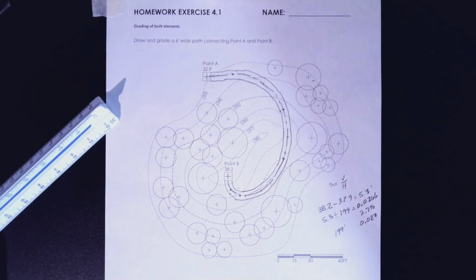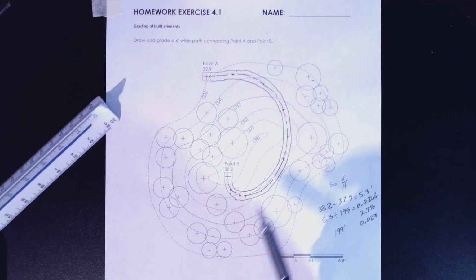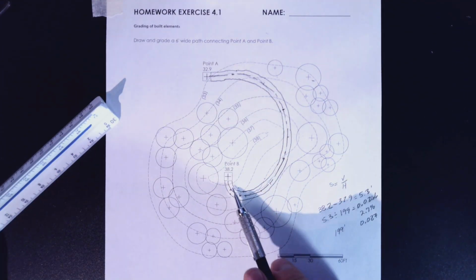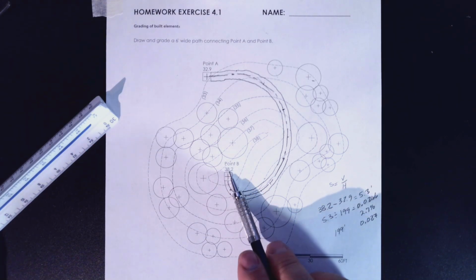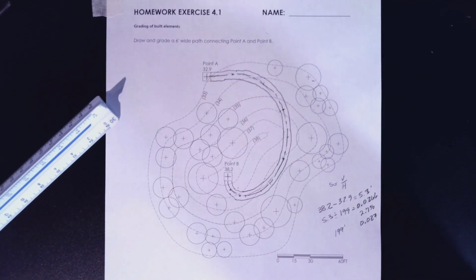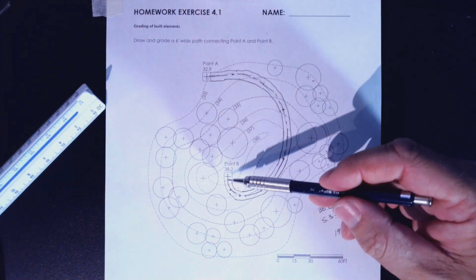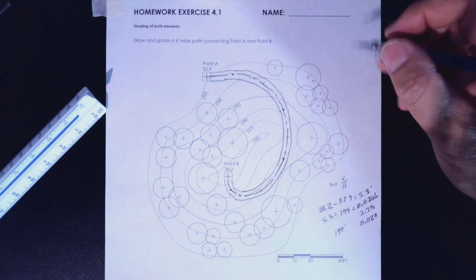And we said it's 2.7%. Our highest point is 38.2. It's going downhill this way. So where am I going to put the first contour? It's going to be 38, right? First whole contour, and it's going to be downhill, so 0.2 feet downhill. We know that horizontal equals vertical divided by slope. And the vertical is 0.2. We'll divide that by my slope that I came up with, 0.027.